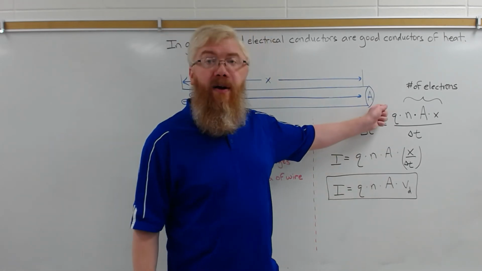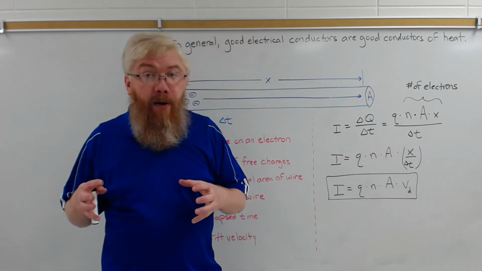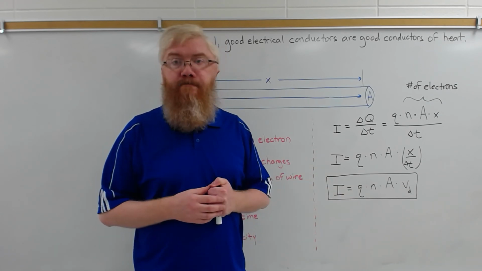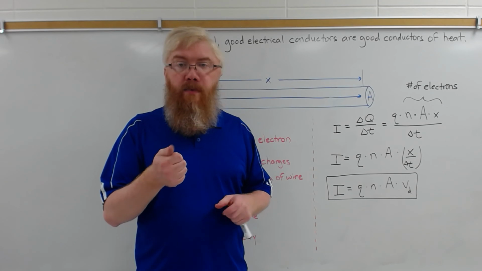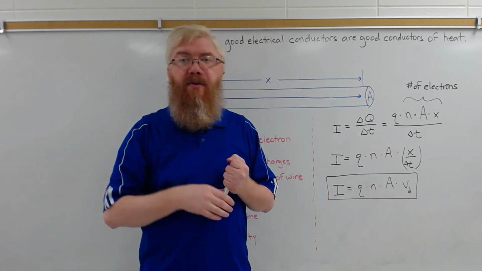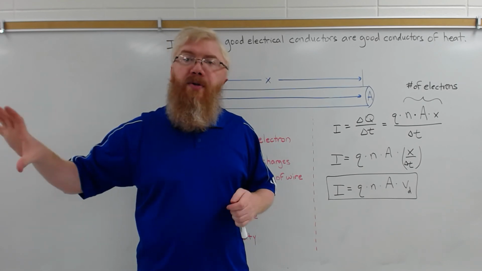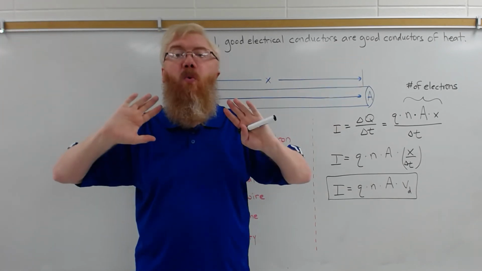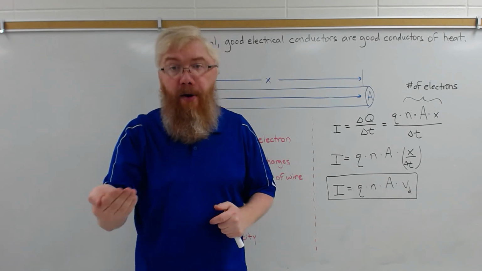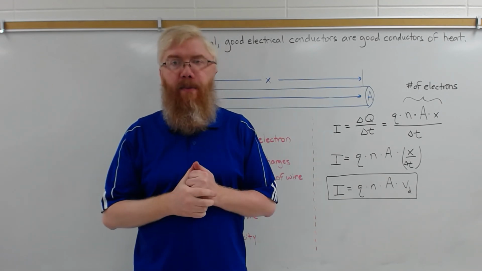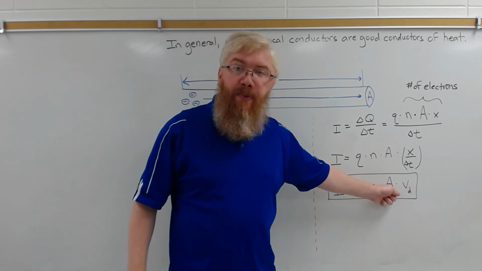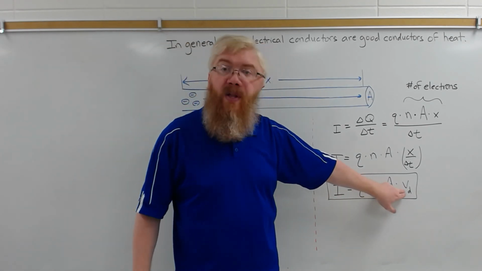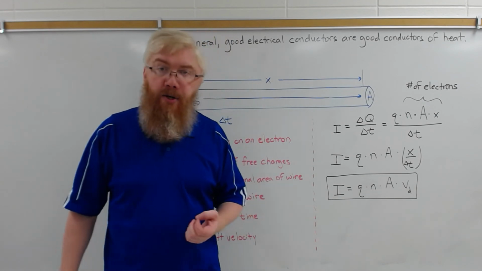A is the cross-sectional area of the wire. So the bigger the wire, the fatter the wire, the bigger the current. Think of it like a hose, a garden hose versus a pipe that leads water to your house. If you've ever seen the huge pipes that go into water treatment plants, the bigger the diameter of that pipe, the more water can flow, the higher the current of water, if you will. So the bigger the area of that pipe, or in this case the circuit, the higher the current can be. And then there's the drift velocity of the charge carriers.